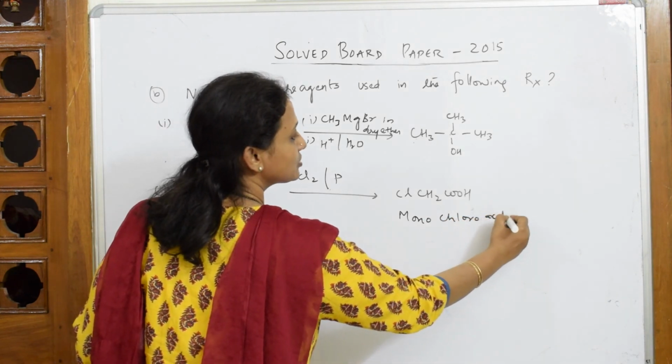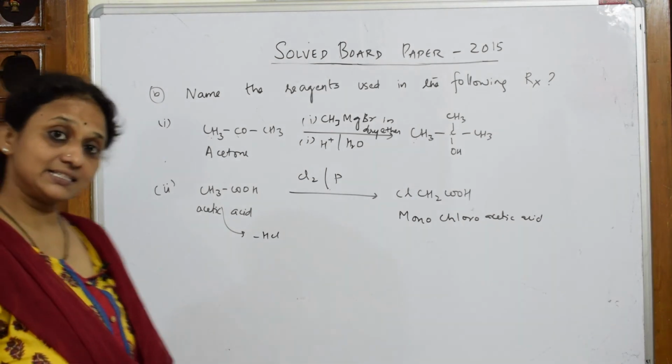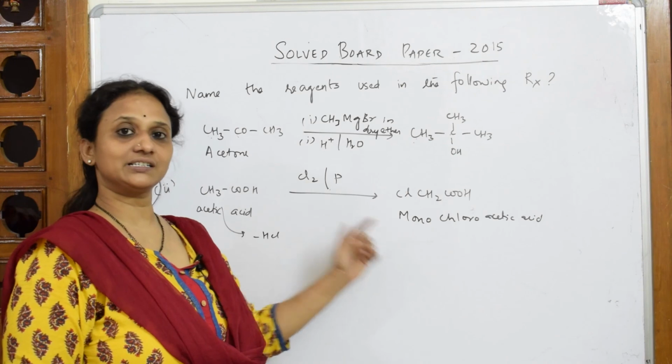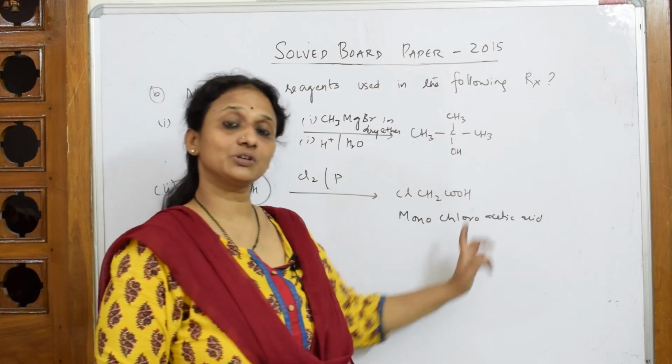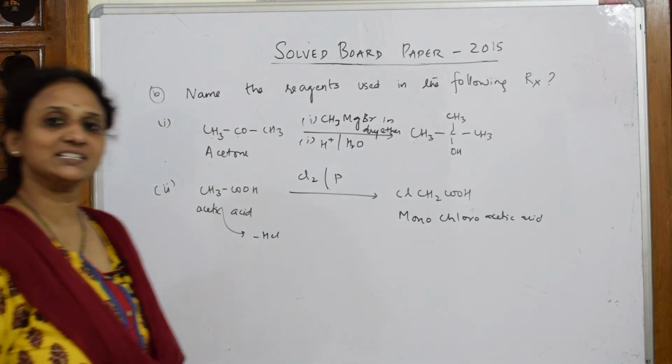monochloroacetic acid. So we have also seen one reasoning question. Monochloroacetic acid is more acidic than normal acetic acid. Dichloro is more acidic than mono. Trichloro is more acidic than dichloro, right? So these are your reactions. So let us meet again with the 2016 paper.